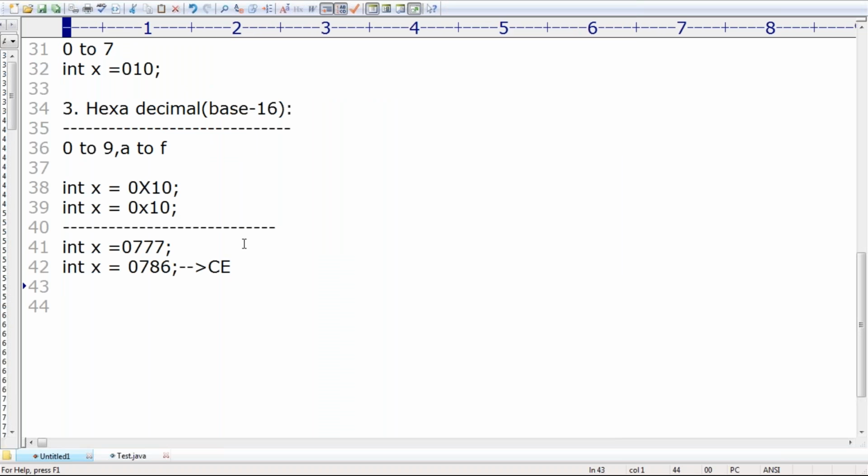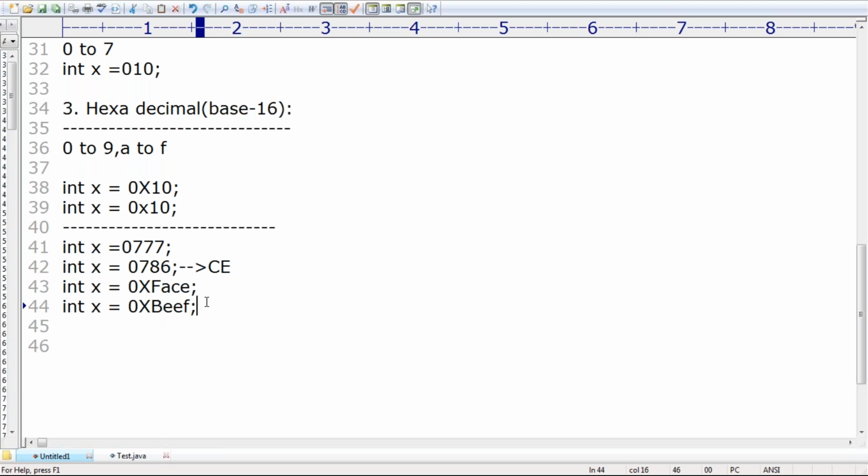In the same way, if I take int x = 0xFACE, is it valid or not? Yes, respond immediately. Is it valid or invalid? Perfectly valid, because 0x means hexadecimal. In hexadecimal, A to F is allowed. No problem at all. Now int x = 0xBEEF, I'm taking. Is it valid or not? 0xBEEF is perfectly valid.